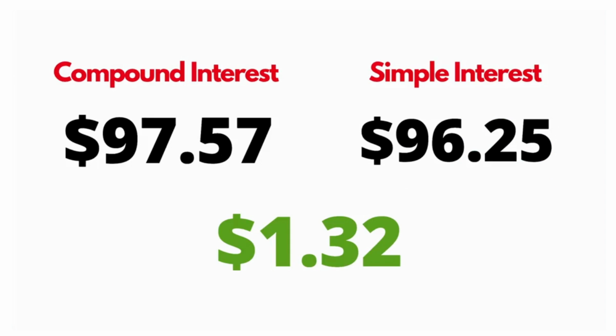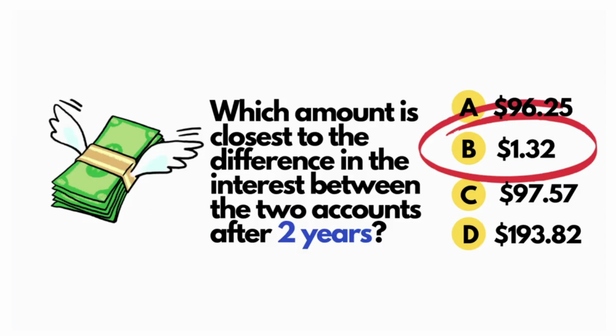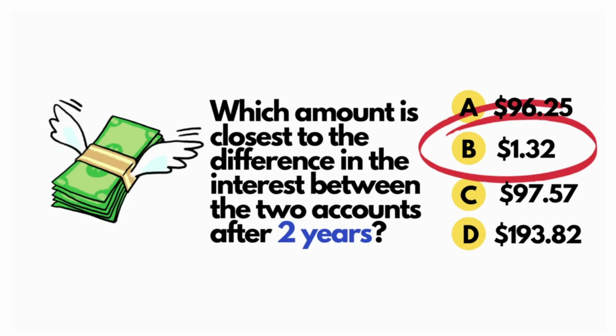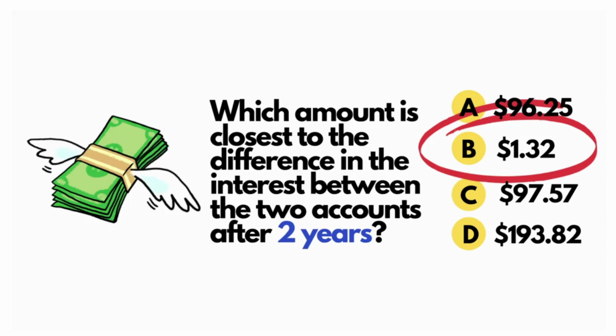Now we have our simple interest and our compound interest, and when we find the difference, we subtract those two. Obviously our compound interest is a little bit more. We get $1.32. So which amount is the closest difference in the interest between the two accounts after 2 years? B, $1.32.